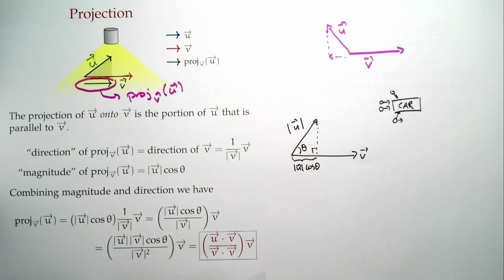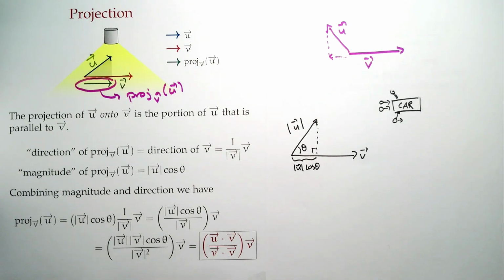And what do we see in the top? Magnitude of u, magnitude of v, cosine theta. That's the dot product. That's u dot v. And downstairs, we have magnitude of v squared. That's v dot v. And there you go. It's a beautiful expression. It's u dot v over v dot v times v.